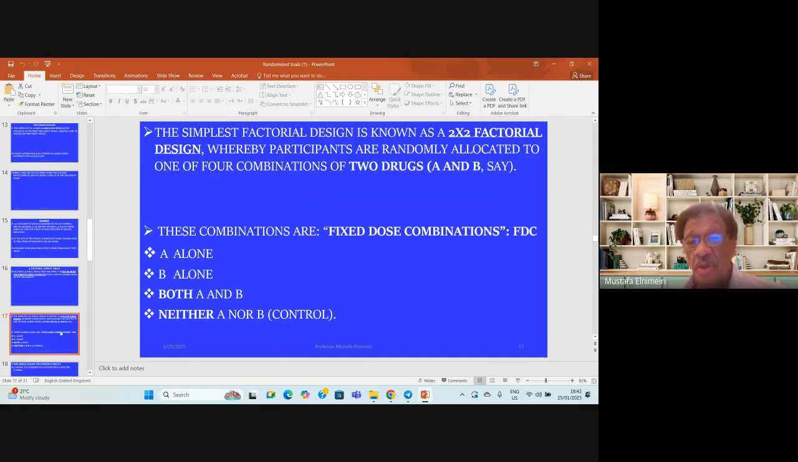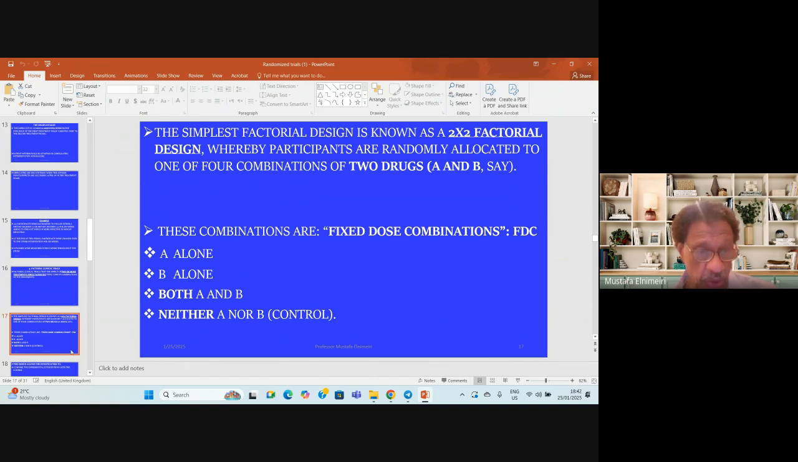The simplest factorial design is known as the 2x2 factorial design, where participants are randomly allocated to one of 4 combinations of 2 drugs, for example, drug A and drug B. Thus the combination, which we call FDC, the fixed dose combinations, can be: we give one group of participants A alone, another group we use B alone, and for another group we use A and B, and then neither A nor B as control.